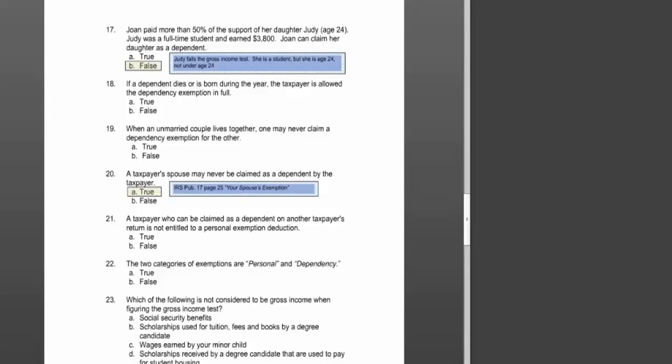A taxpayer's spouse may never be claimed as a dependent by the taxpayer. True or false? The answer to this is true. Let's take a look at Form 1040.